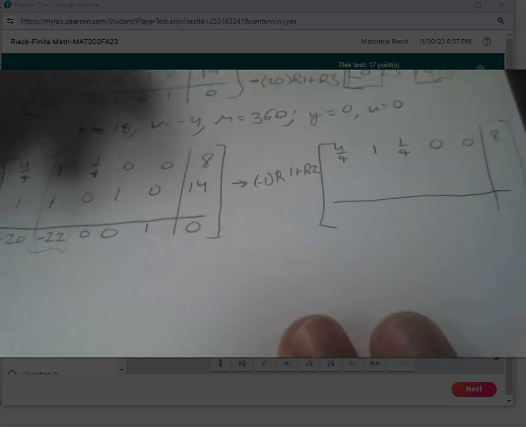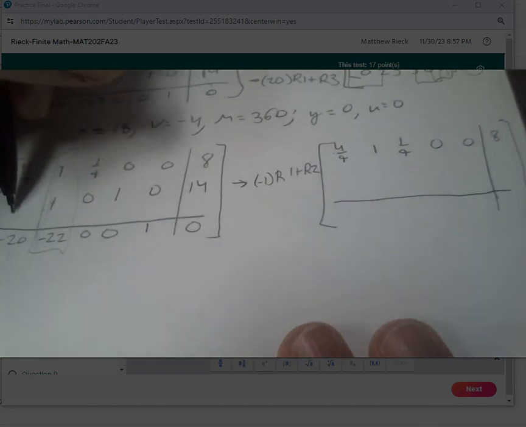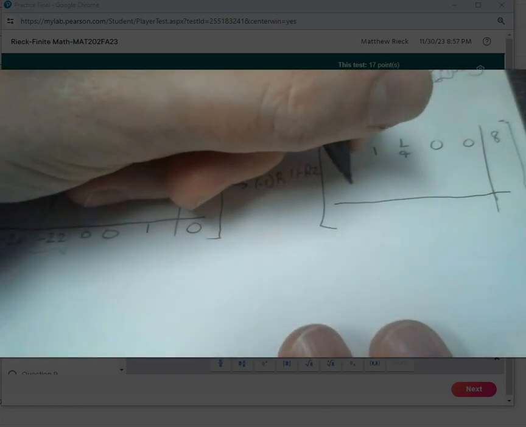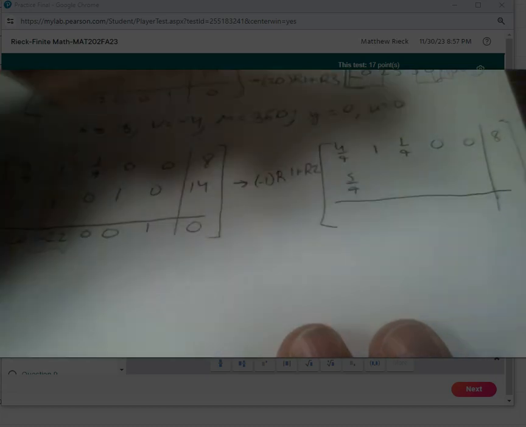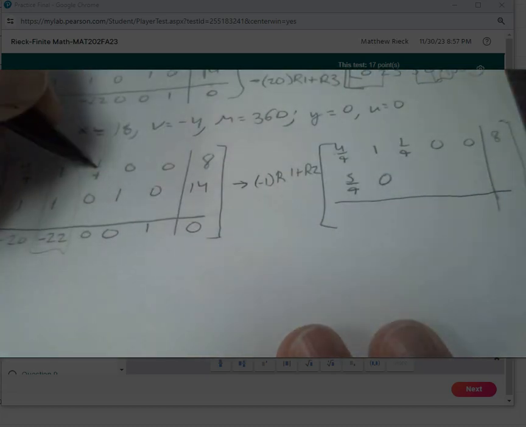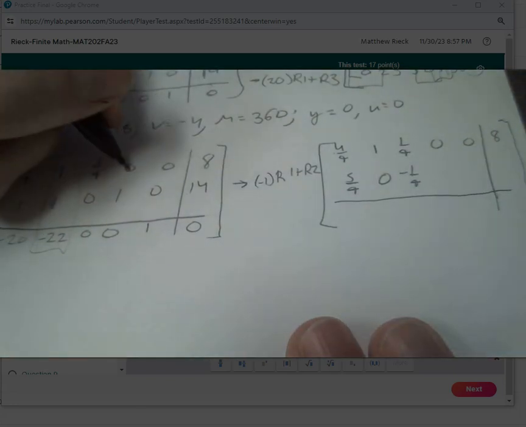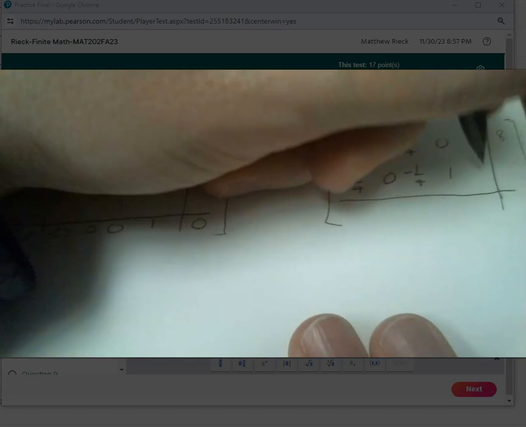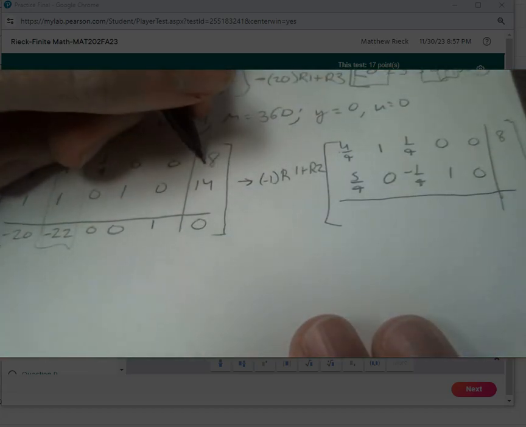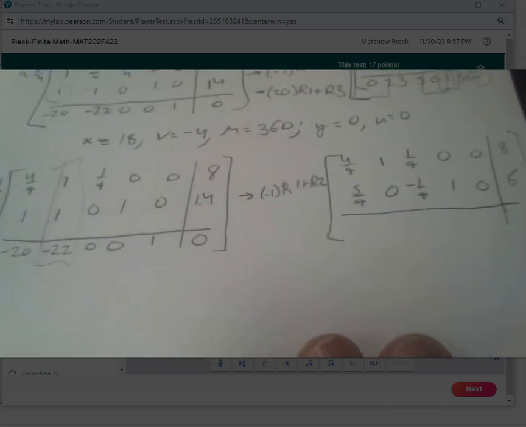So when we take -1 times 4/9, that's going to be -4/9 plus 1 is going to be 5/9. -1 times 1 is going to be -1 plus 1 is going to be 0. -1 times 1/9 is going to be -1/9 plus 0 is going to be -1/9. You have 0 plus 1 is going to be 1. 0 plus 0 is going to be 0. And finally, -1 times 8 is going to be -8 plus 14 is going to be 6.